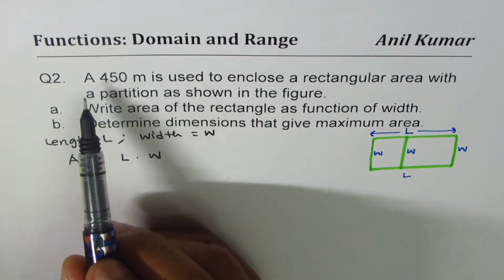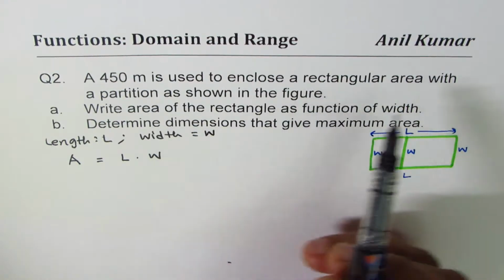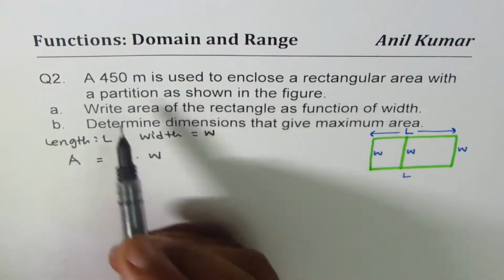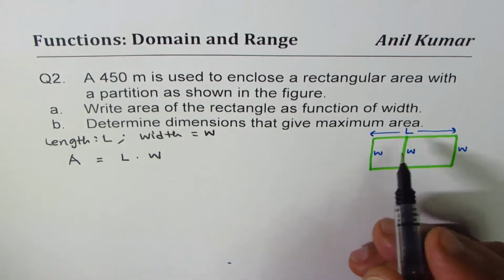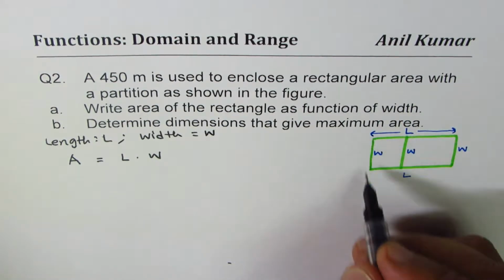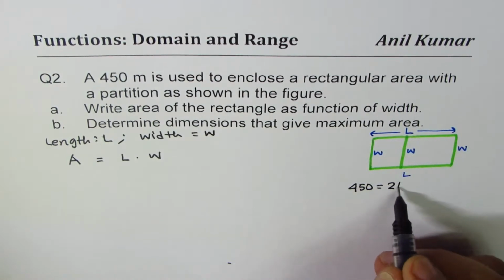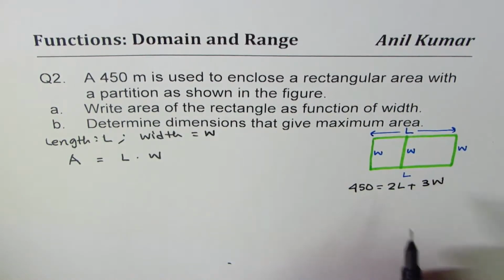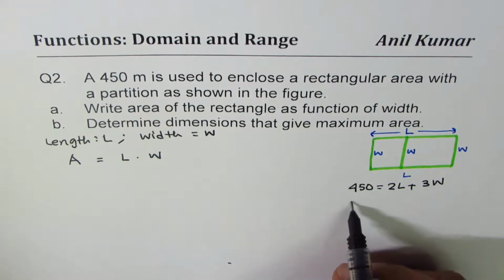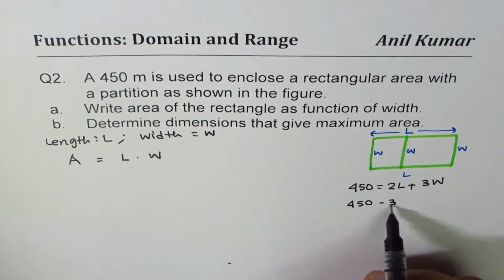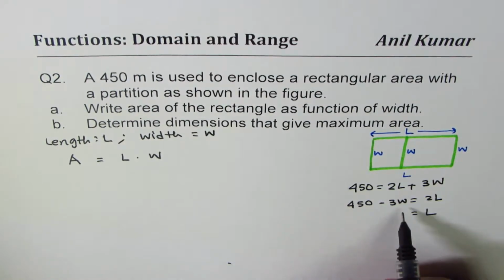To get that, we use the first statement, which is a 450 meters used to enclose a rectangular area with a partition as shown. So that becomes the length of all this fencing, whatever it is, partition, which is 450 in length. So we can write 450 equals 2L plus 3W. Since we need to replace L with W, I will isolate L. So we have 450 minus 3W equals 2L, and then we'll divide by 2.